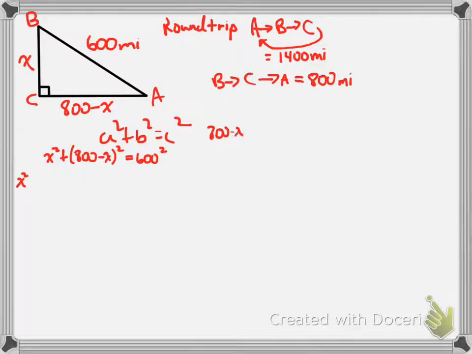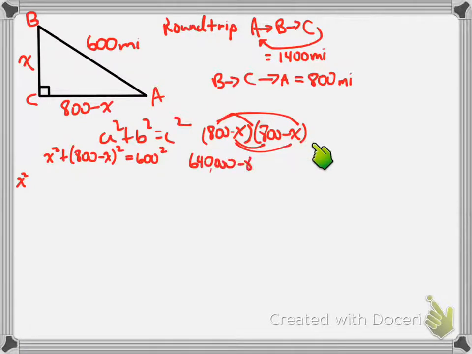800 minus x squared is really a binomial being multiplied twice. So you see on the right side me showing the multiplication. Again, this is just me multiplying it out. You can pause the video at any time. It's the distributive property twice, the FOIL method: first, outside, inside, last. So you get this big answer over here, 640,000 minus 1600x plus x squared.